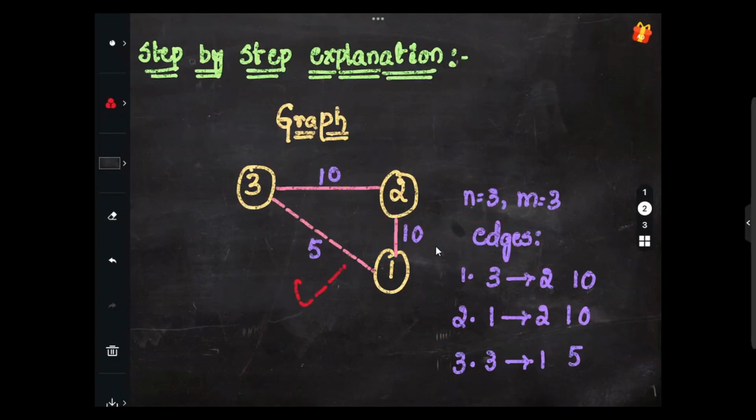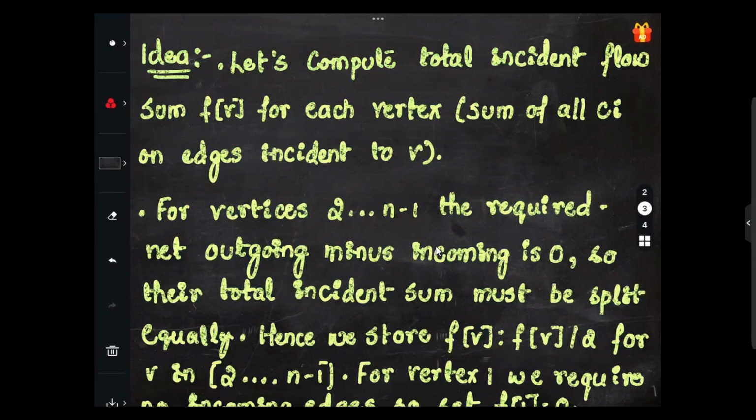I have already shown you the graph. This is an undirected graph with edges 3 to 2, 1 to 2, as well as 3 to 1. As per the input, we are considering the same. See, n is 3, m we have been given 3, edges 3 to 2, 1 to 2, and 3 to 1, right? With the values 10, 10, 5. This is fine. Now let's move on with the idea.